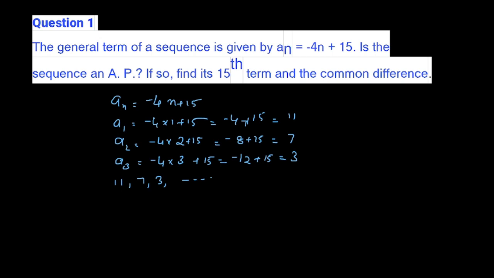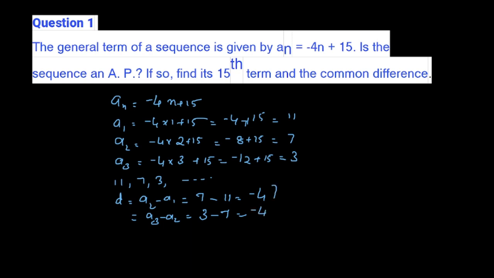So what is D? D is equal to A2 minus A1. The first term is 11 and the second term is 7. So second term minus first term, that is 7 minus 11, is equal to minus 4. Now we can also find D by subtracting A2 from A3. So A3 minus A2, where A3 is equal to 3: 3 minus 7 is equal to minus 4.